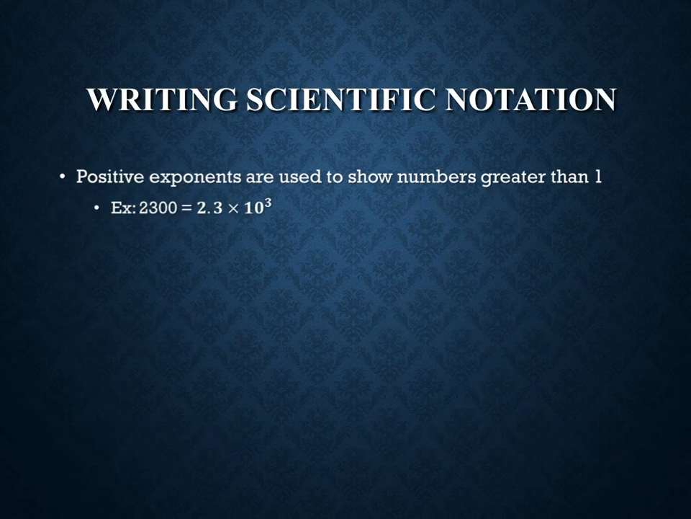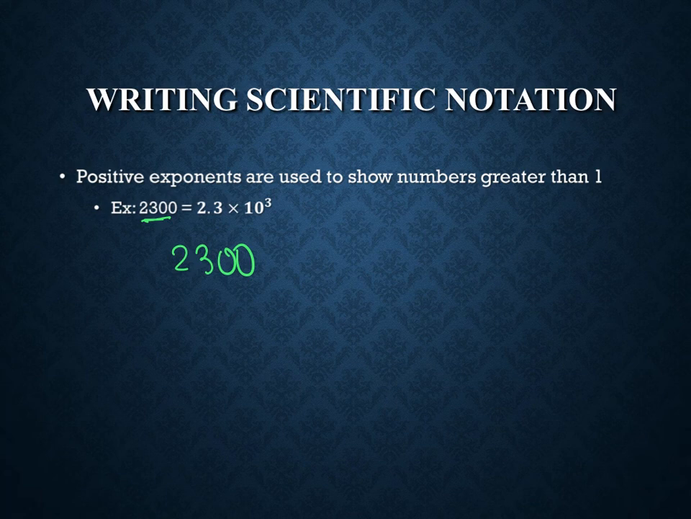Now, when we are writing numbers in scientific notation, there's something that we have to pay attention to. Ultimately, we're looking to see if we have a number that is greater than 1 or a number that is less than 1. When I look at this example, notice that it says positive exponents are used to show numbers that are greater than 1. So I have 2300, and I want to write this in scientific notation.